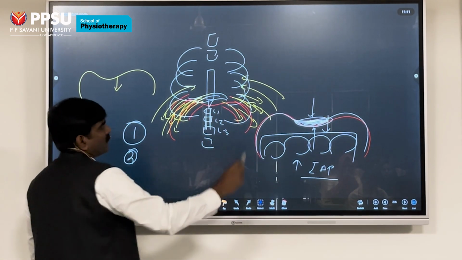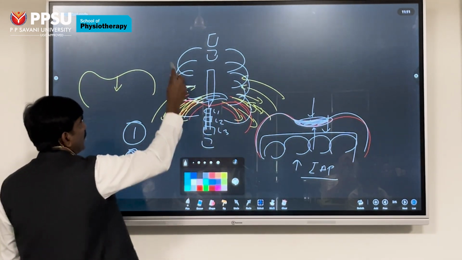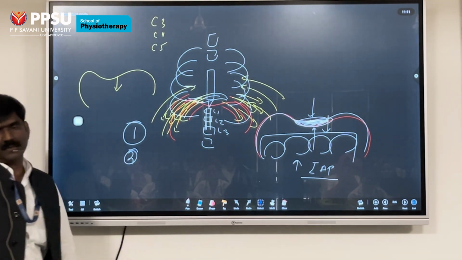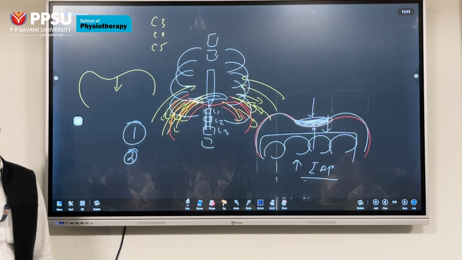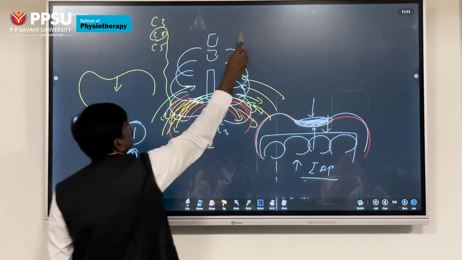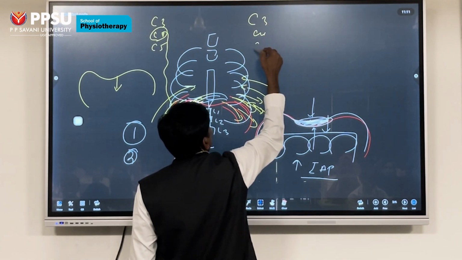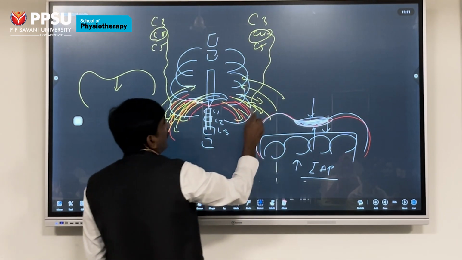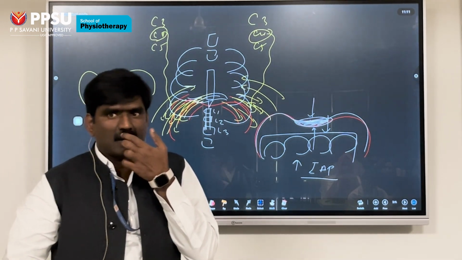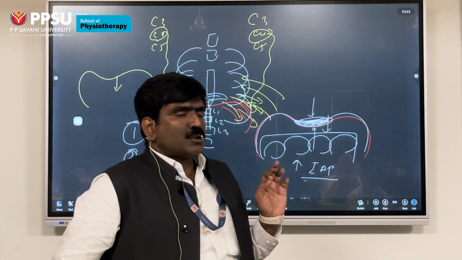What is the nerve supply of the diaphragm? Phrenic nerve, C3, C4 and C5, right? Spinal nerve. So C4 is the main contribution for the right phrenic nerve and left phrenic nerve, right? Okay.